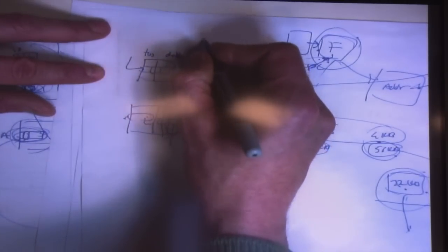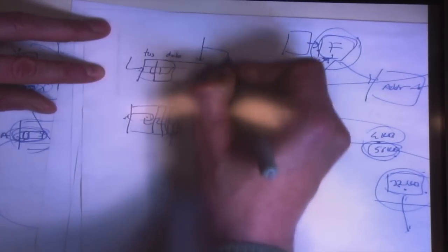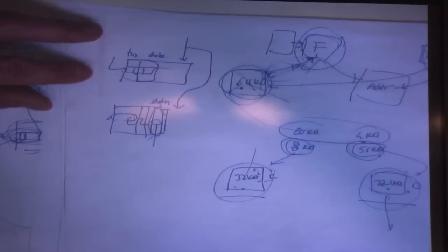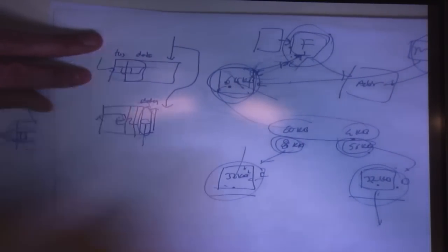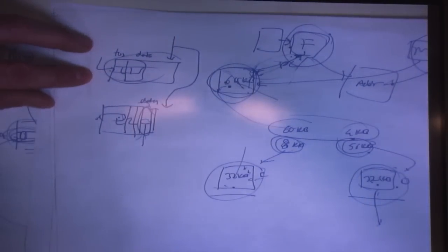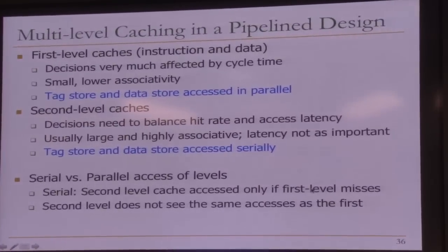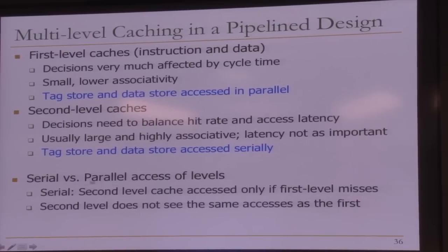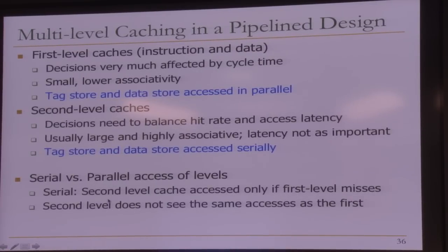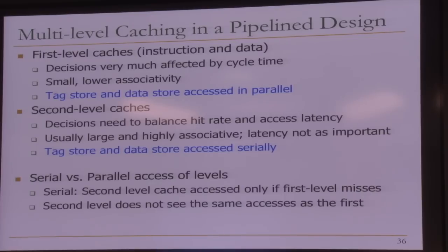But there's also the question, when you access one level, do you also access in parallel the next level, right? Well, if most of the time you're going to miss in this level, maybe you start that access early to the next level, right? That's the upside of doing a parallel access. Serial access means second level cache or next level cache is accessed only if the previous level misses. And that's usually the case in most caches today, actually. You normally don't start accesses to all levels at the same time. Right? But there may be cases where you may want to start access to the next level, especially if it's latency critical.